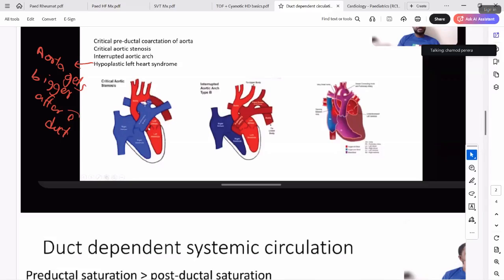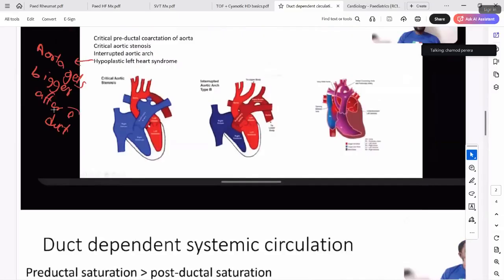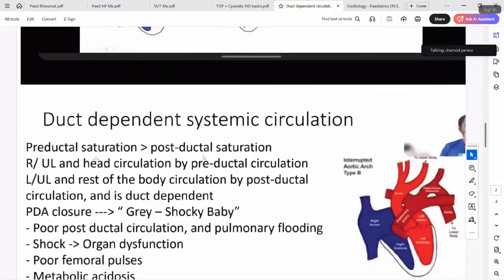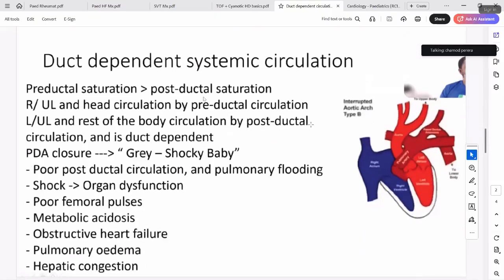Now when this duct is going to close, the systemic blood supply is going to get cut off, right? Therefore pre-ductal saturation, the saturation that is measured in the right arm, is going to be higher than the foot, right? So the right upper limb and the head circulation is by the preductal circulation, but the others are by the postductal circulation. That is the duct dependent one.